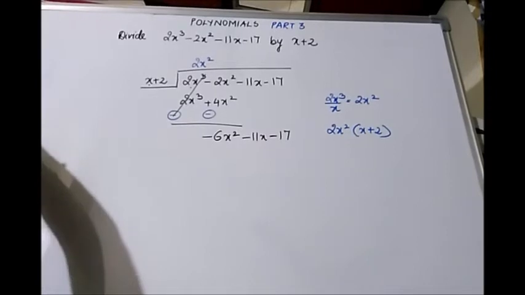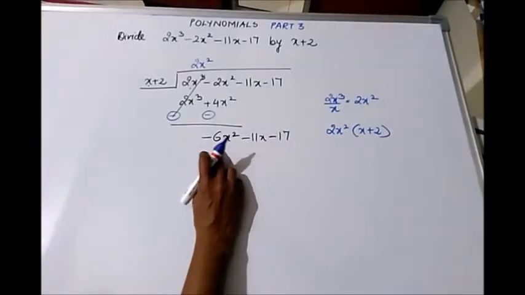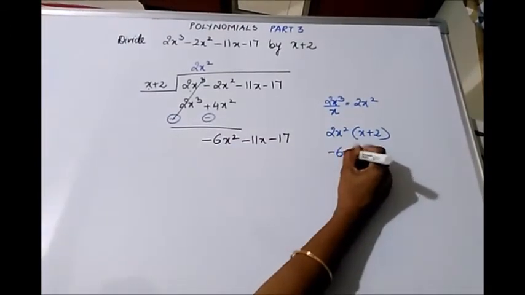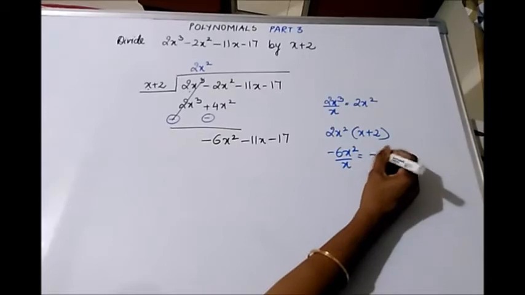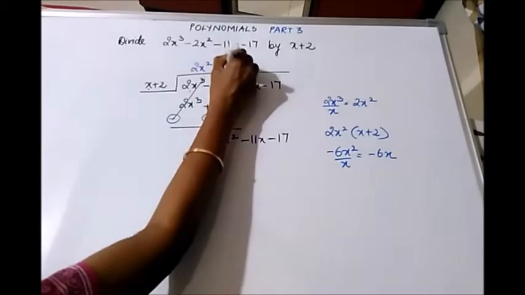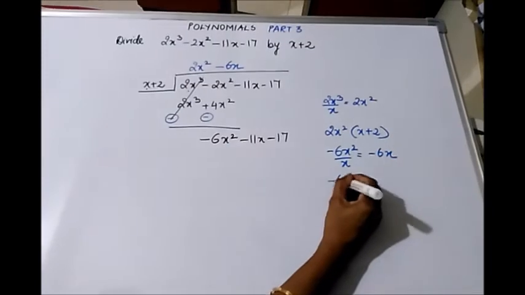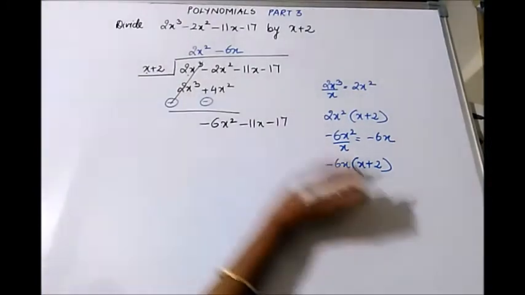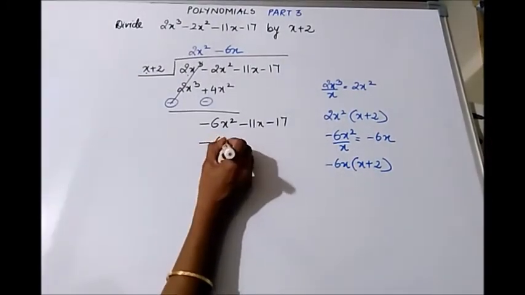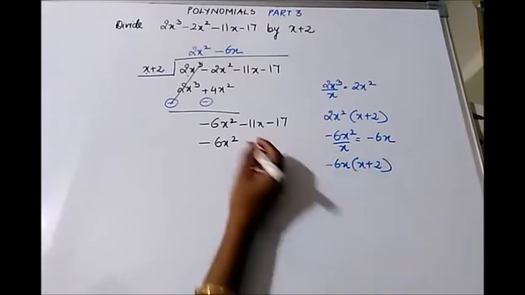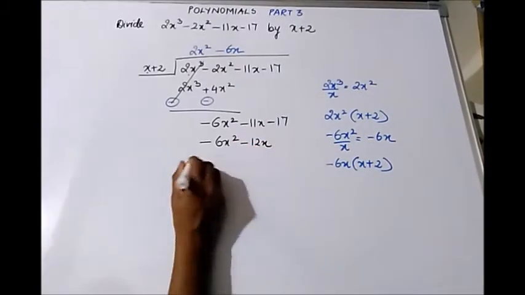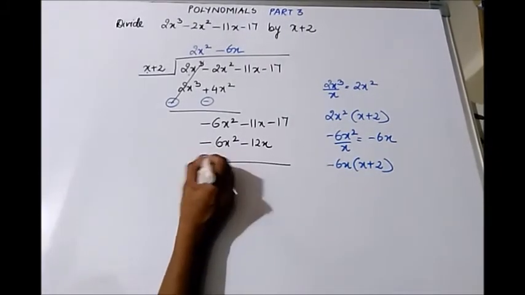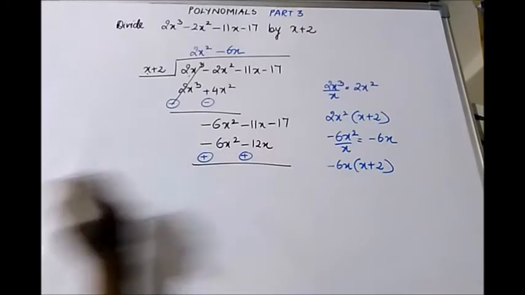Once again, we repeat the same step. That is, we take the term of the highest degree here and the term with the highest degree here and divide it. Minus 6x square divided by x will give me minus 6x. Write minus 6x here. Now multiply minus 6x by the divisor. What do we get? Minus 6x multiplied by x will give me minus 6x square. Minus 6x multiplied by 2 will give me minus 12x. The next step is subtraction, that is changing the sign. Minus becomes plus, minus here also becomes plus.